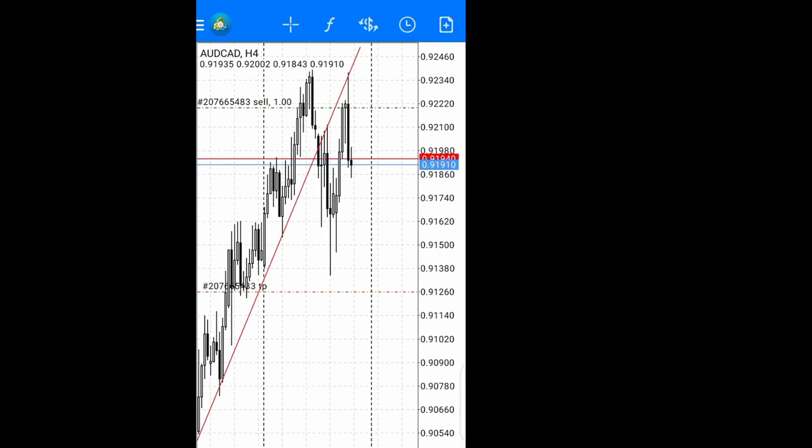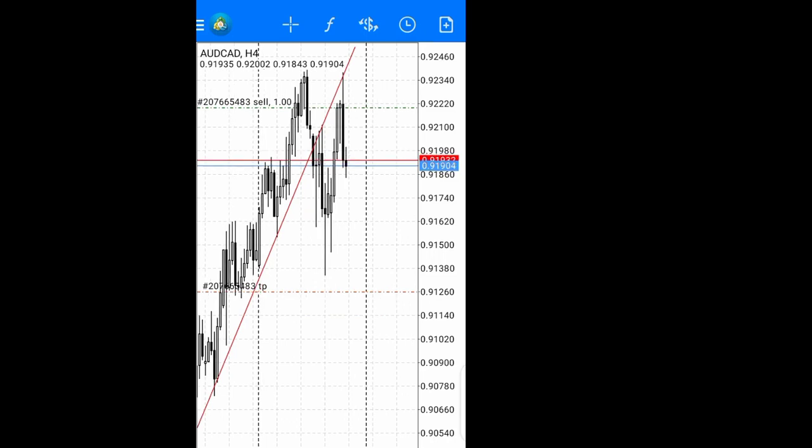the next thing you need to do is to wait for a retest. So there was a retest of the trend line here. This is the best place to short.